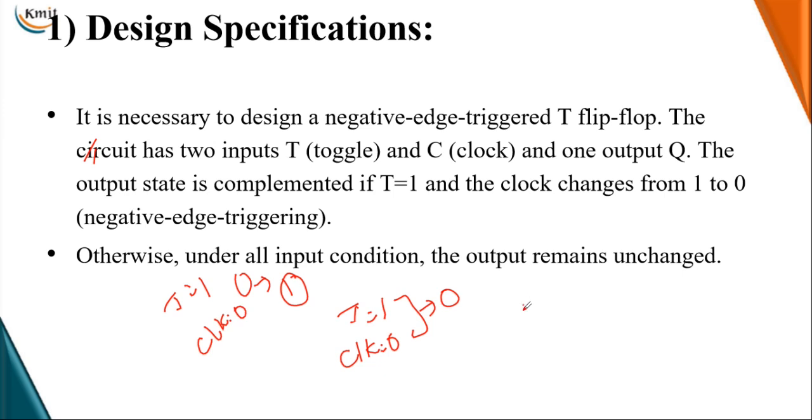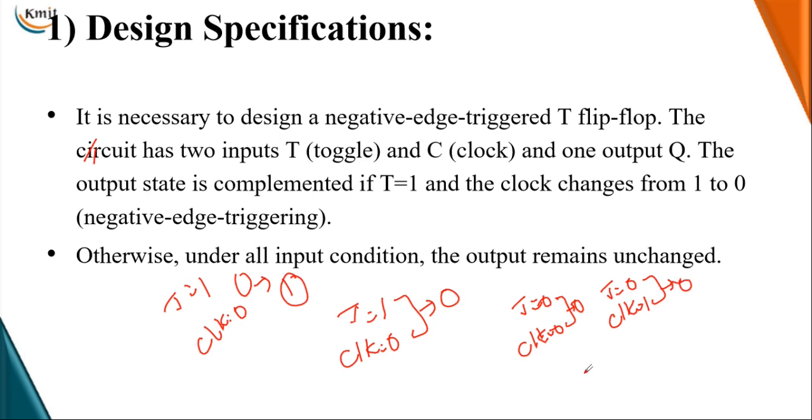The other conditions, which are T equal to 0 with clock 0, or T equal to 0 with clock equal to 1, in such input states there is no possibility of a change in the next state. It will continue the previous state. My previous state is 0, hence here, though the clock is 0, since T is 0, we obtain the next state as 0. Here T is 0, clock is 1, so the next state is the previous state only, which is 0, no change in the state.